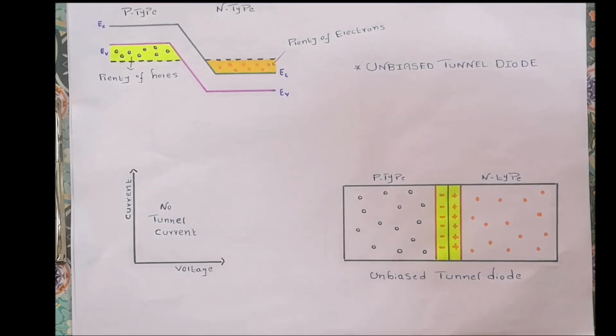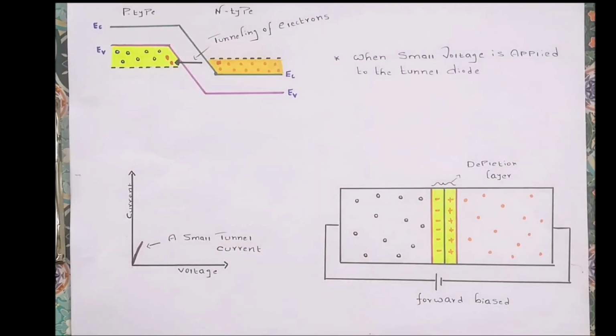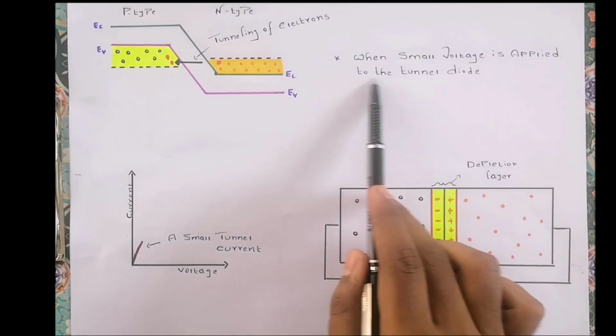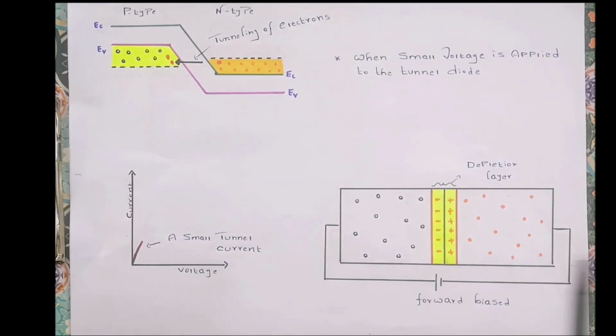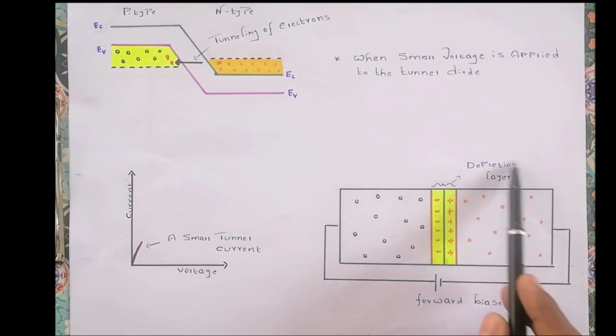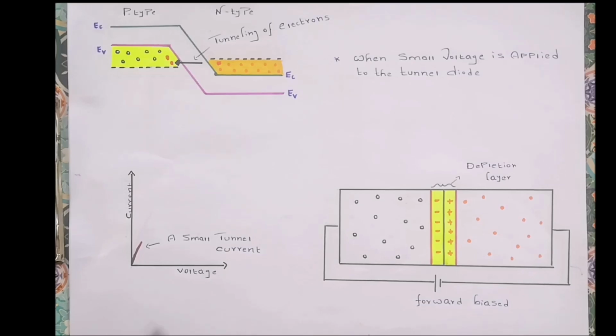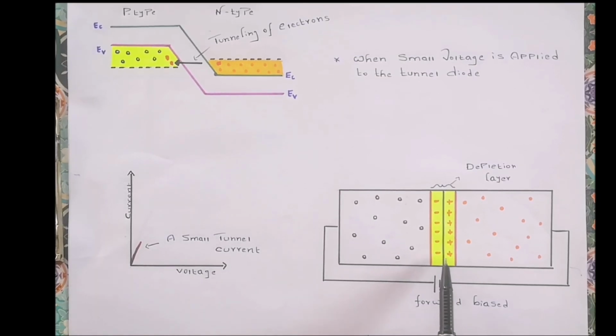So now here, when a small voltage is applied across the tunnel diode whose magnitude is less than the built-in voltage of the depletion region, then no forward current flows through the junction. And this is because no electrons can cross this depletion region. It means zero current flows through the diode.